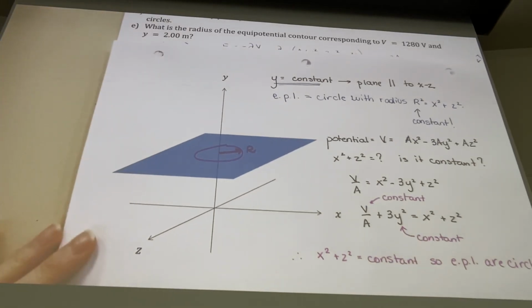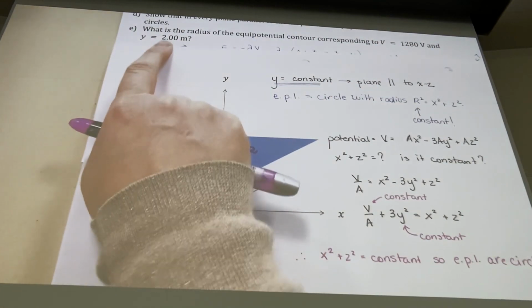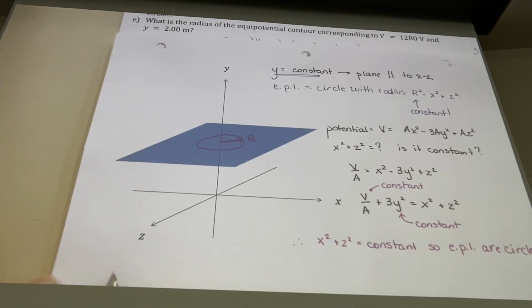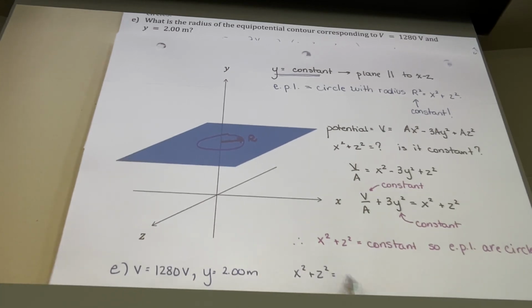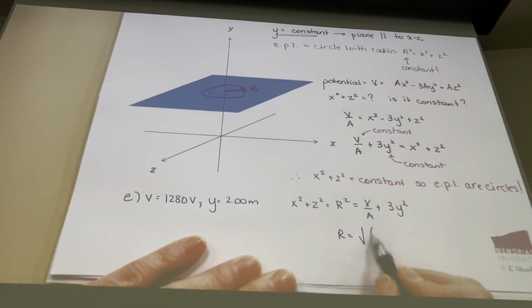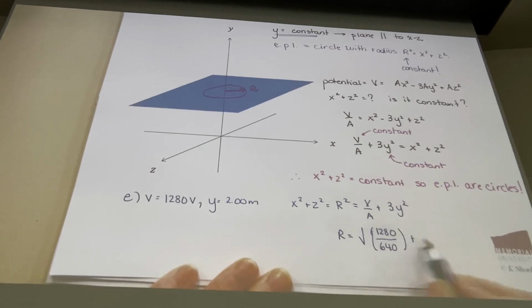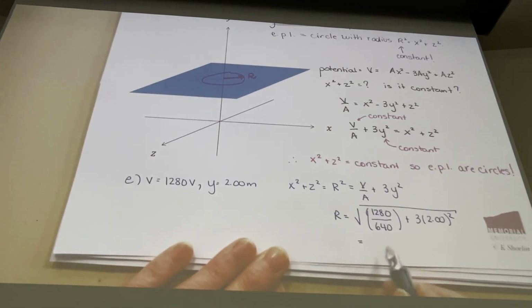Okay, then part E, what is the radius? So find R, if our potential is 1280 volts and we're at a height of 2 meters on the y-axis. So for part E, V equals 1280 volts, y equals 2 meters. X squared plus z squared is the radius r squared equals v over a plus 3 times y squared. So my radius is the square root of v over a, 1280, a was 640, plus 3 times y squared, so 3 times 2 squared. That gives us a radius of 3.74 meters.